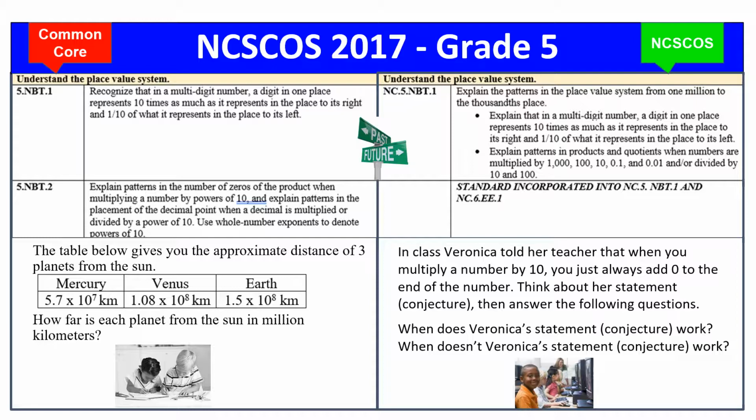In addition to combining 5.NBT.1 and 5.NBT.2, the new standard NC.5.NBT.1 no longer includes exponents. Students will continue to explore the idea that a digit has a value which is 10 times more than the same digit to the right and 1/10 of the same digit to the left. Students also explore patterns when numbers are multiplied by 1,000, 100, 10, 1/10, and 1/100, or divided by 10 or 100.